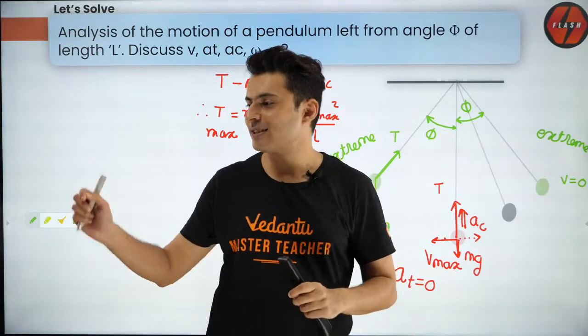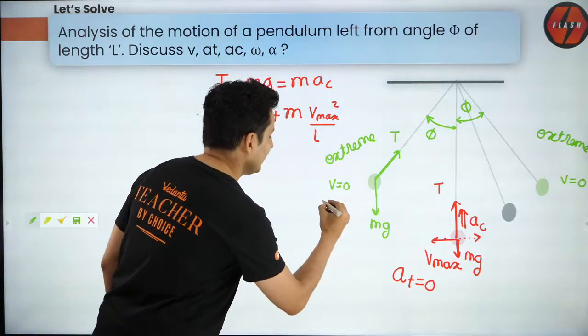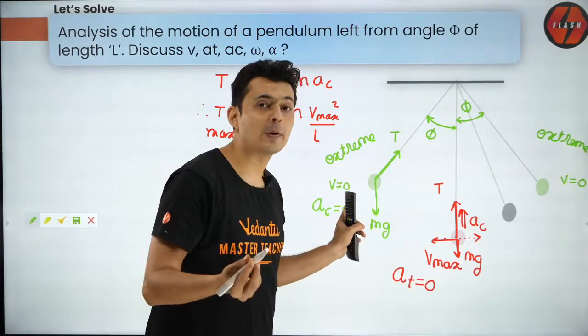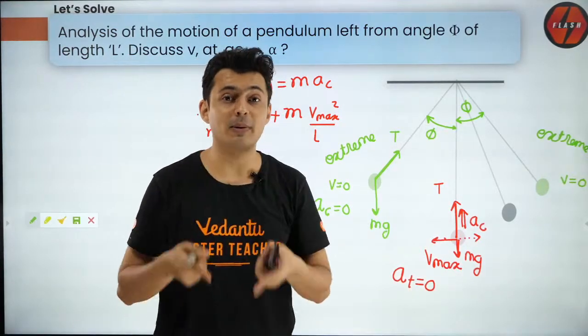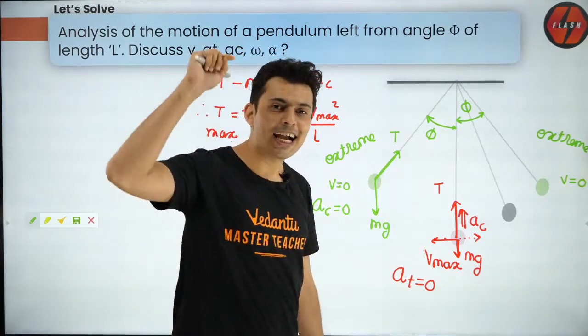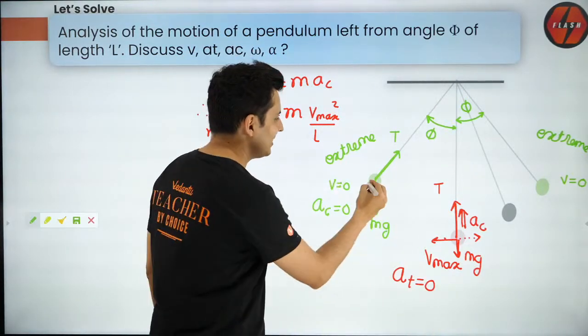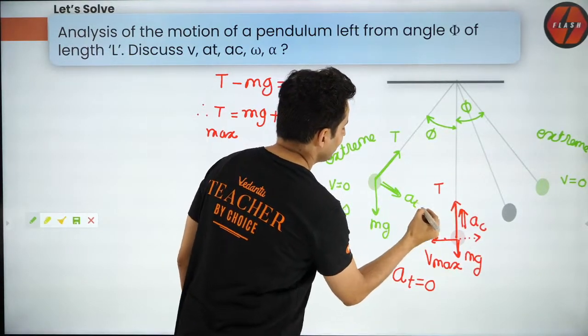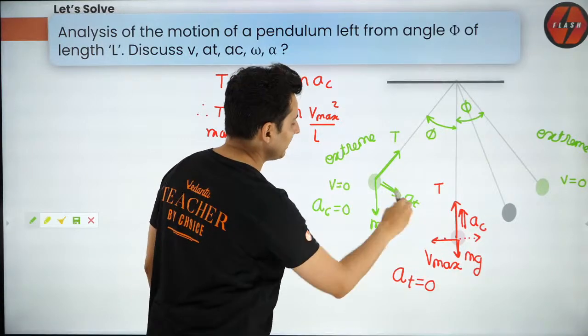Yes, very good. The centripetal acceleration will be 0. Why? Because v is 0. Remember, centripetal was v square by R? Correct. So that's why centripetal will be 0. But tangential will not be 0. That's the interesting part. The tangential acceleration will be there. And guess why? Because there is a component of mg in that direction.